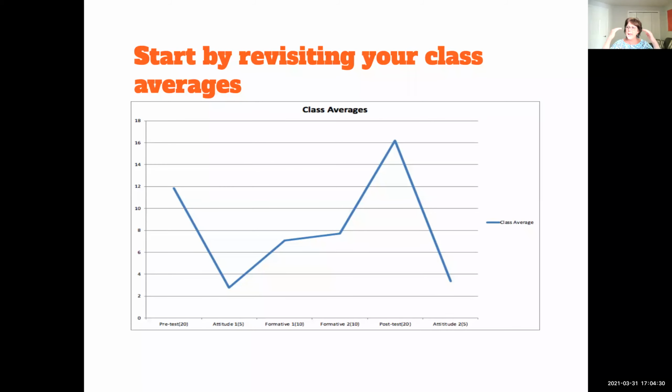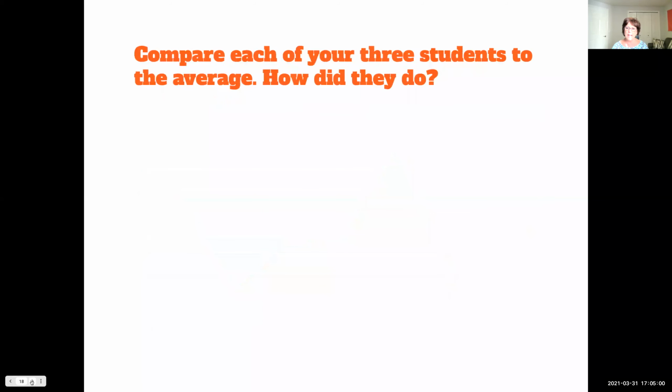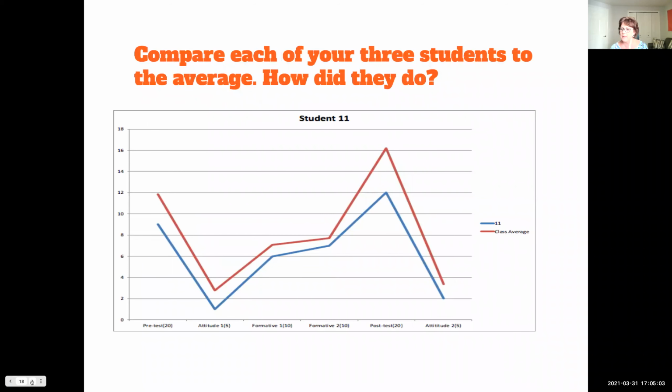Okay. Student A is going to have a graph. And what you're going to do is take a class average. So what was your class average on your pre-test? This person has 1, 2, 3 formatives. They have their post-test, and they had their attitude survey that they did at the end. So they're looking at these data points. And then they're going to lay their case study student right over the top. So you have your case study student, which in this case, student 11 is blue.